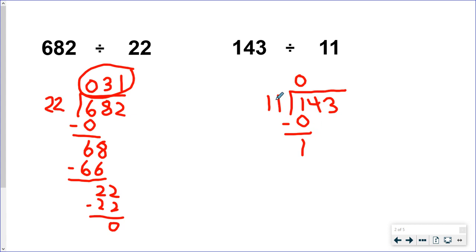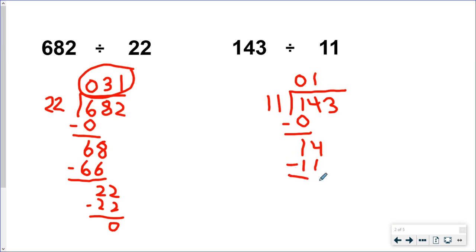Now, is 1 smaller than 11? Yes, it is. Now I can bring the 4 down. Okay. And now the same thing we do. How many times can 11 go into 14? Well, I know that 11 times 1 is 11. 11 times 2, I think, is 22. That's going to be too big. So I'm going to put 1 here. 1 times 11. So 1 times 11 is 11.